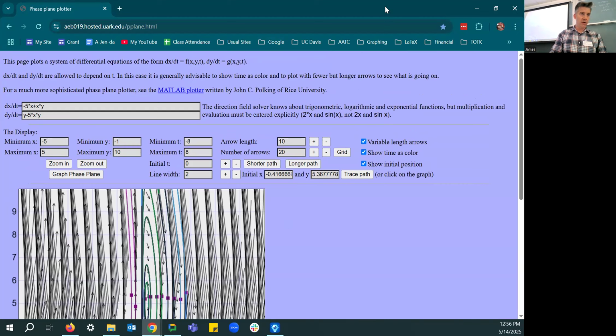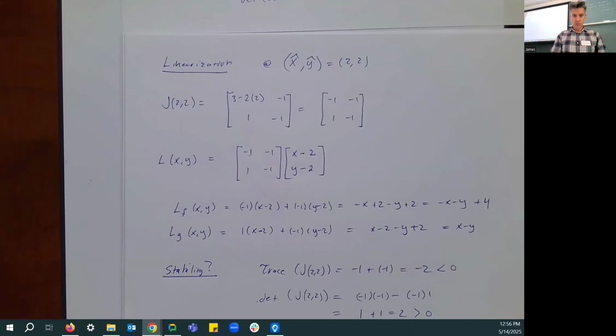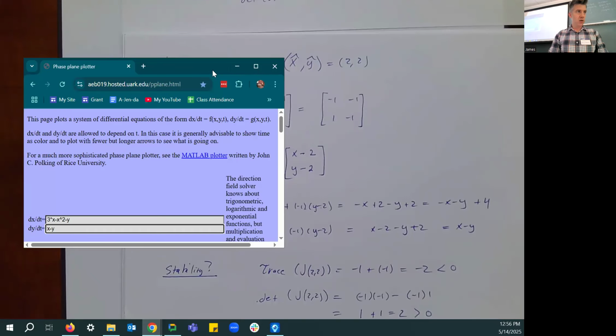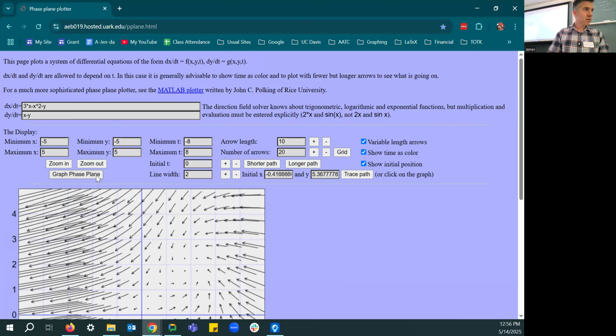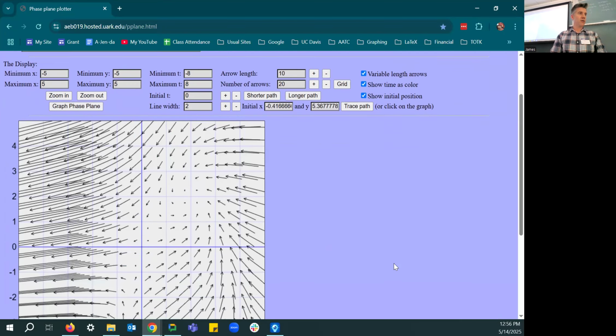Sorry, let me grab this over here. You guys can still look at that. Let me just plug in those equations here. So we have 3 times x minus x squared minus y. And then for the second equation, we have x minus y. So it looks like, let's do the regular window again, sorry. So here's how this thing looks.